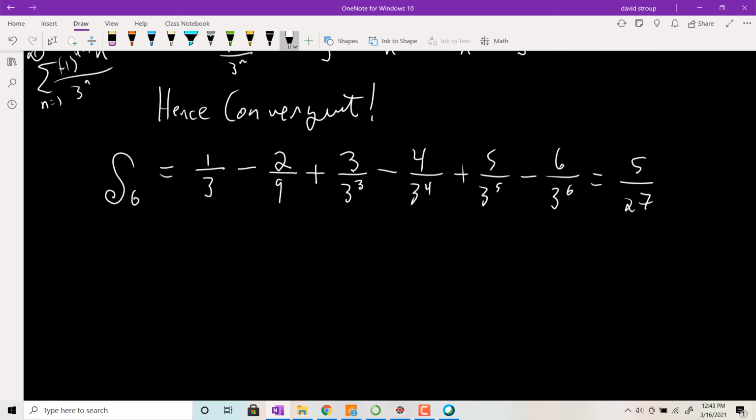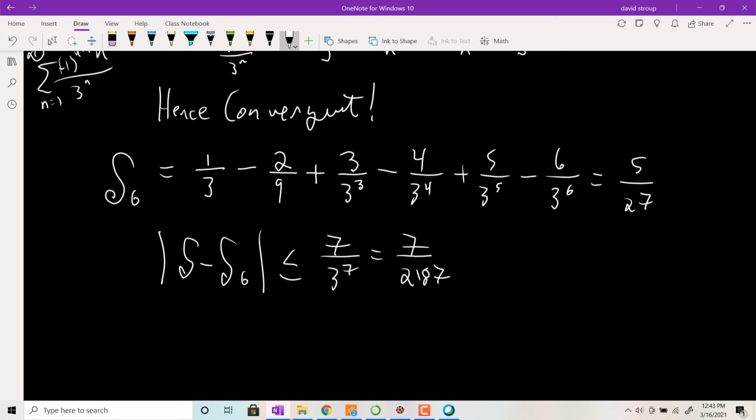We want to know how good of an approximation that is. So from the estimation theorem, we know the difference between S and S6 will be less than or equal to 7 all over 3 to the 7. It's basically the next term in line if you were figuring out S sub 7, and that's the way to see how good this is. So this is 7 all over 2187. The error is kind of small.